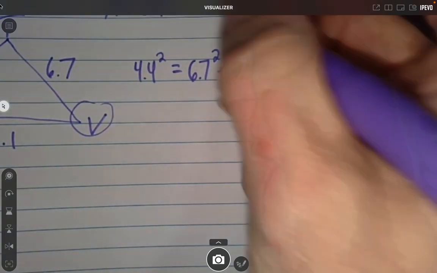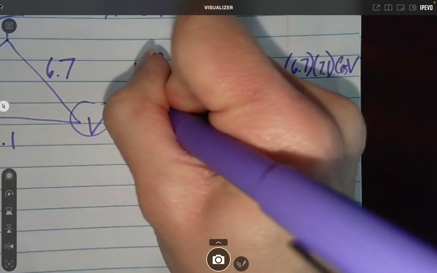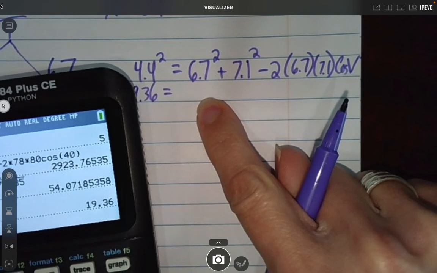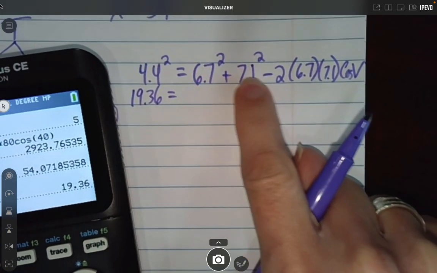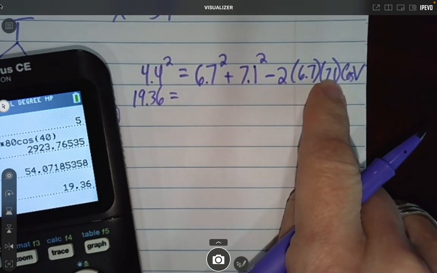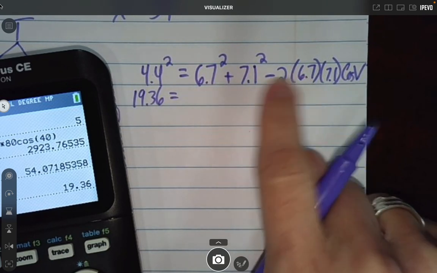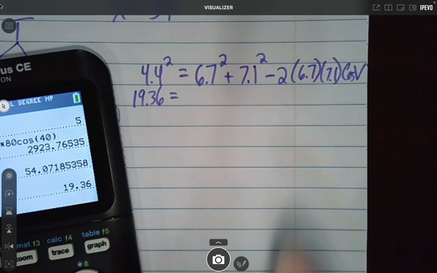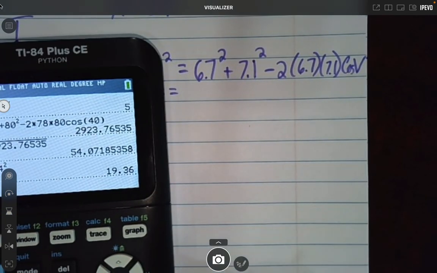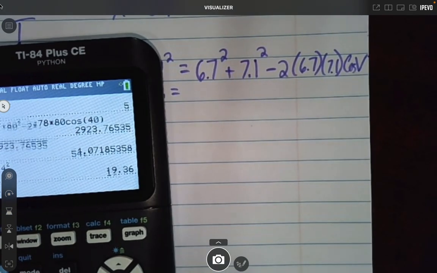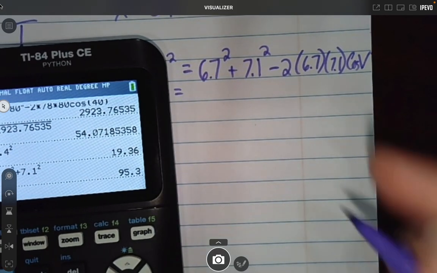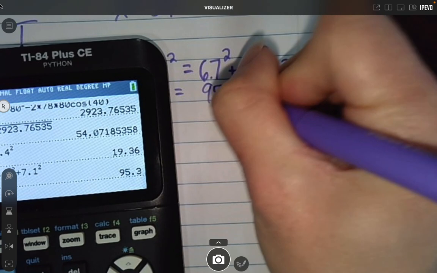4.4 squared, 19.36. Then I'm going to do these two things. This is where most people mess up. They try to type all these numbers in. You cannot put this with this because it's being multiplied over here. You cannot. So I will only type in 6.7 squared plus 7.1 squared. This number is 95.3.